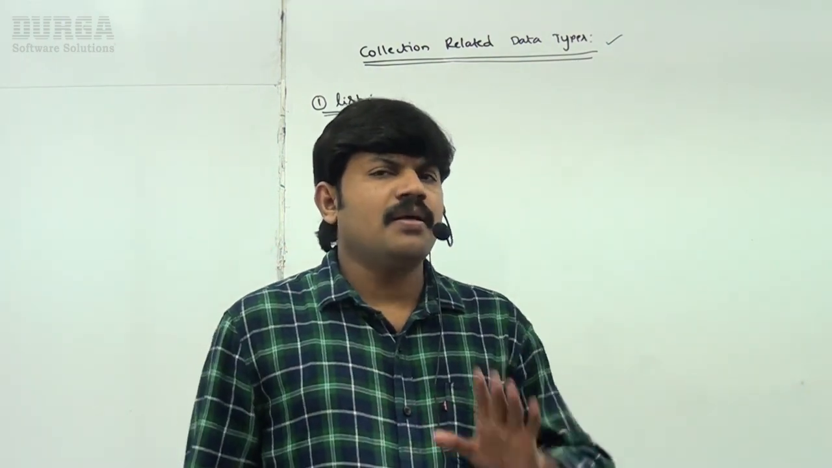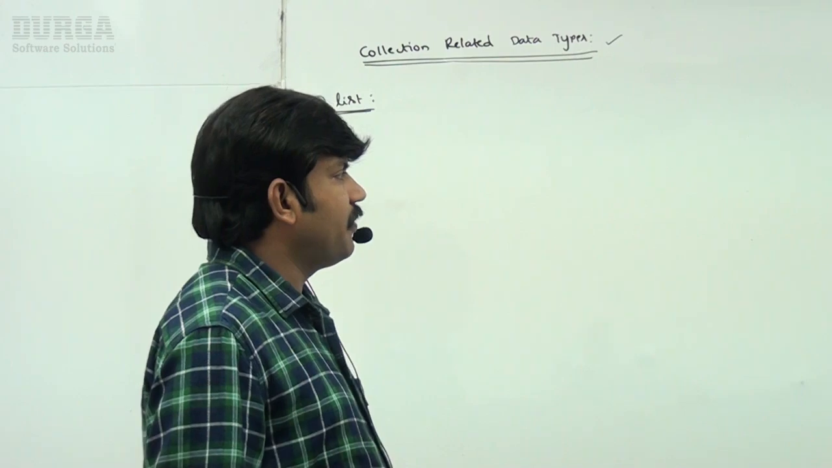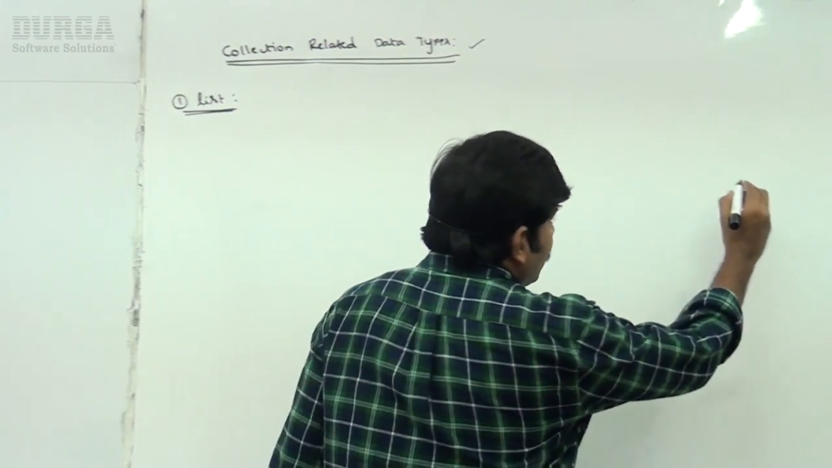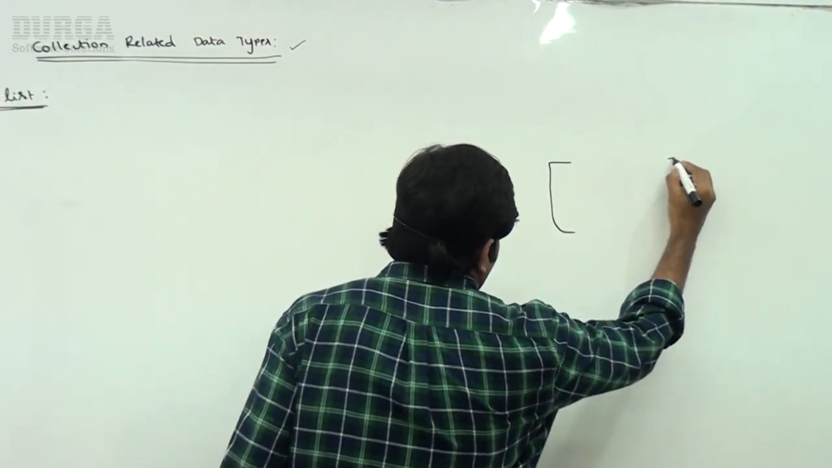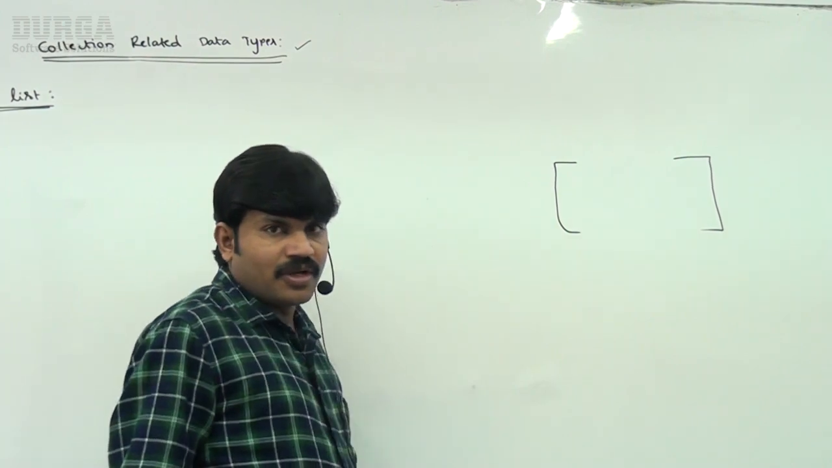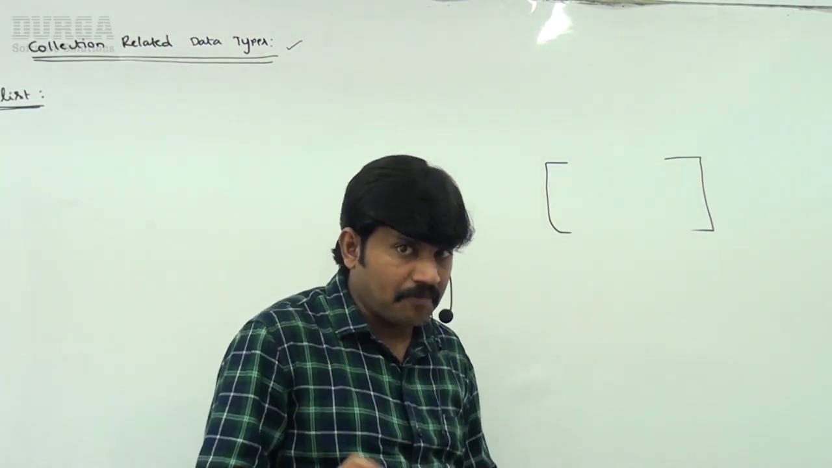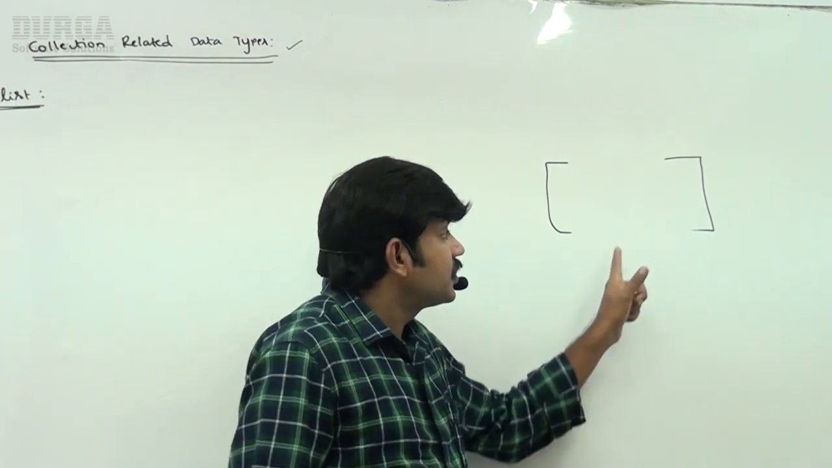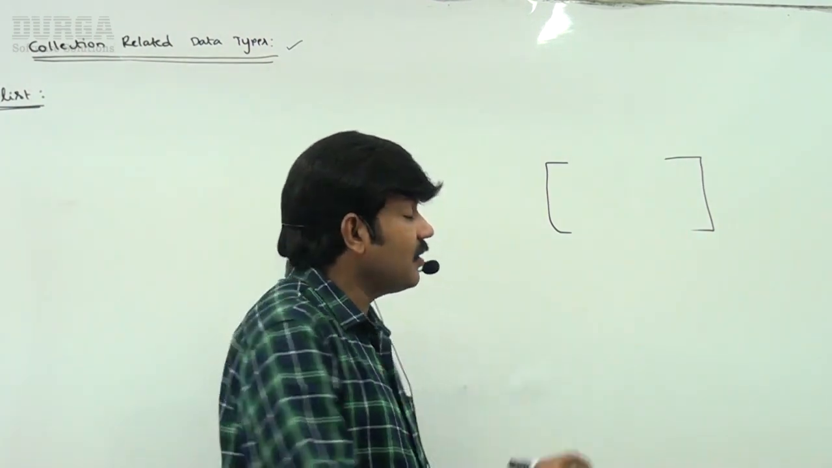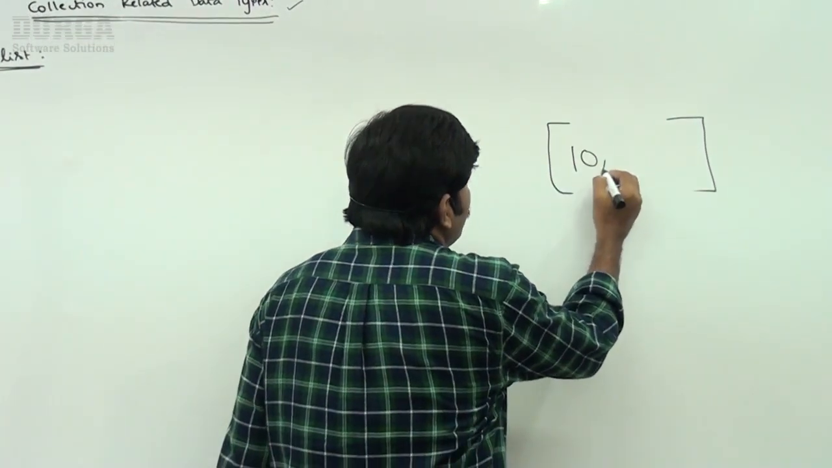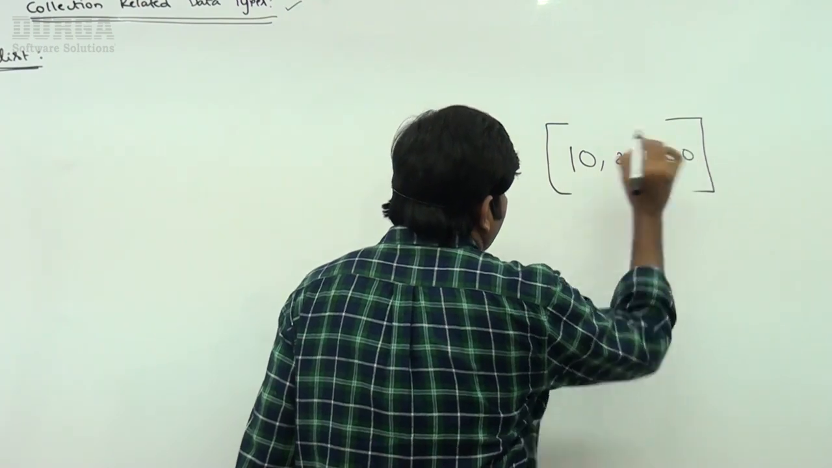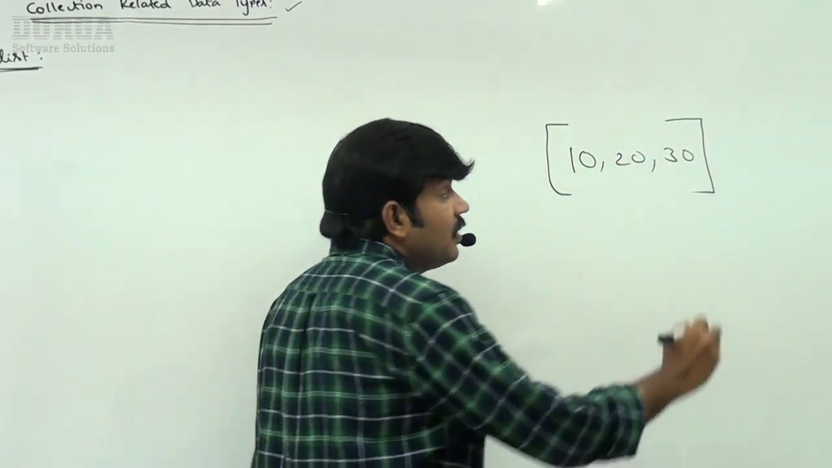How can you represent a list? Take very special care. What is this notation? Please respond. Square brackets. So the list concept can be represented by using square brackets. Remember that: first value, comma, second value, comma, third value, like this is the list concept.